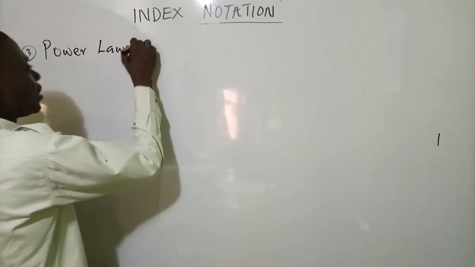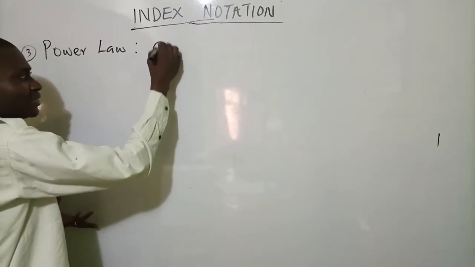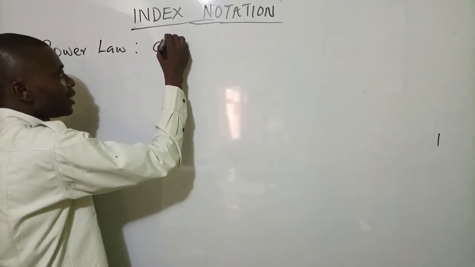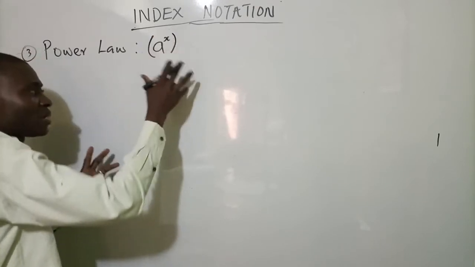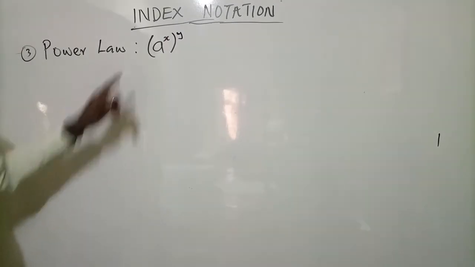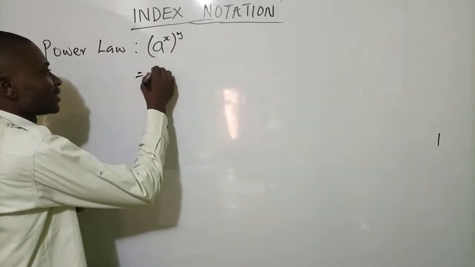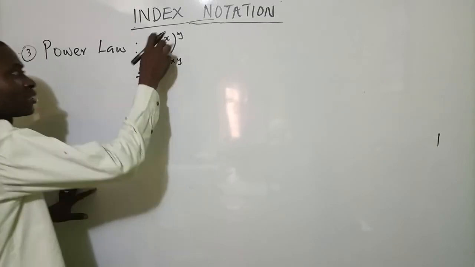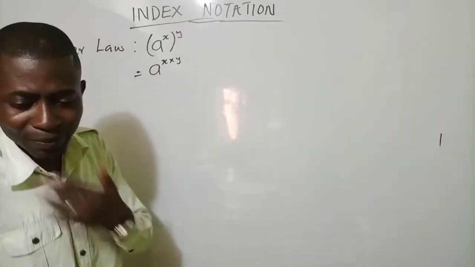The power law states that if I have a base like this, raised to a power like this, and then both the base and the power are now raised to another power like this, the power law states that this is the same thing as saying a, that is our base, raised to the power of x times y. That means you multiply the power.